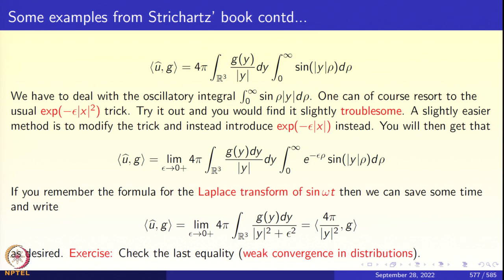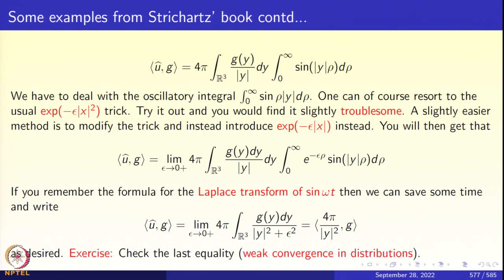That's an oscillatory integral and you need to deal with it. By now, you have got sufficient experience in dealing with oscillatory integrals. Whenever you deal with an oscillatory integral, what comes to your mind is the e to the power minus epsilon mod x squared trick. Of course, you will try to throw in e to the power minus epsilon mod x squared and take the limit as epsilon goes to 0.